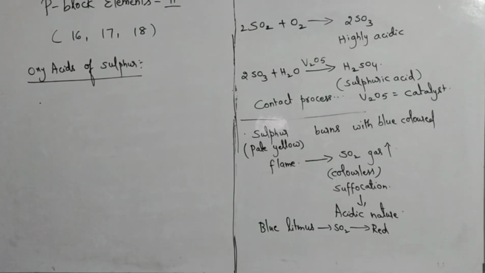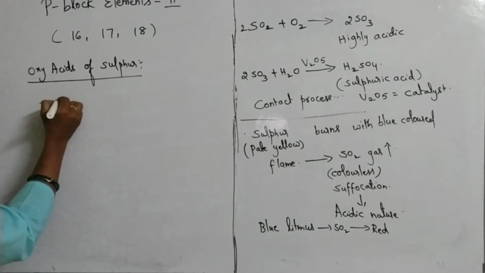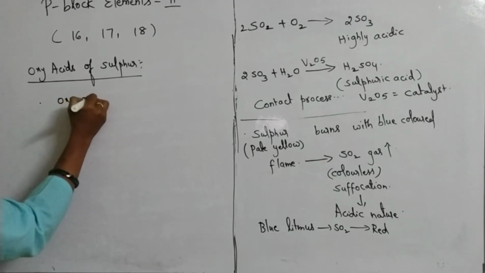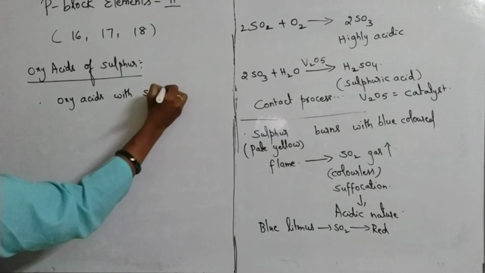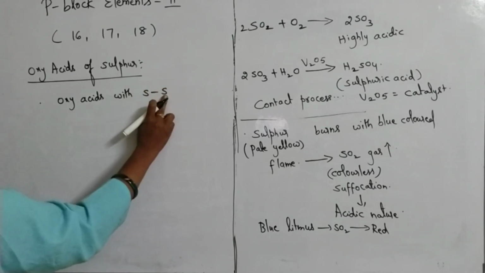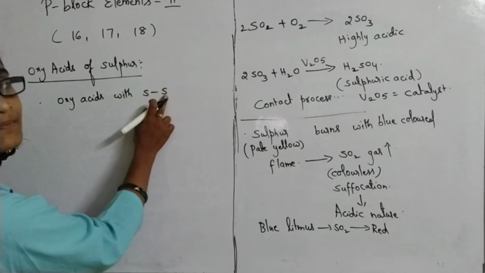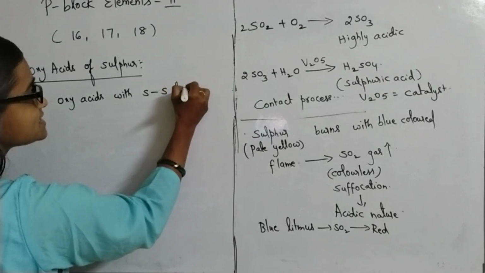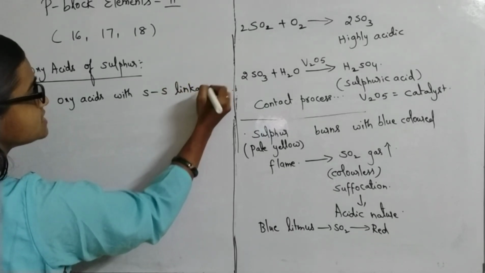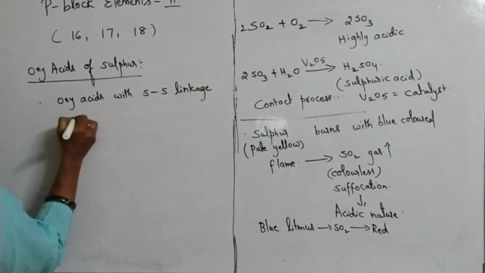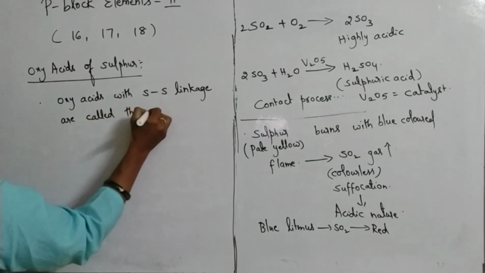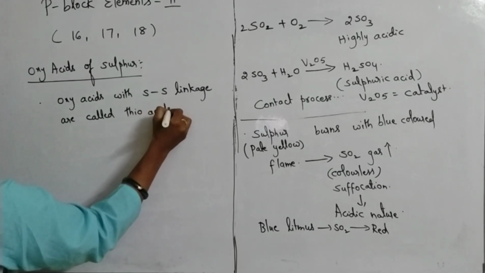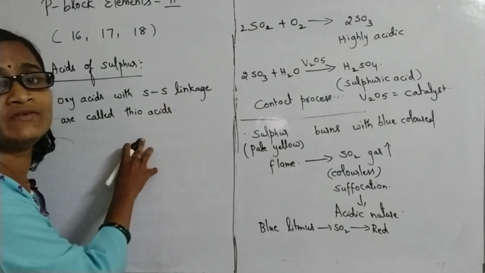First point, just take down: oxyacids with S-S linkage, that is, sulfur single bond sulfur. Oxyacids with S-S linkage are called thioacids. Please remember, the word thio we will use.